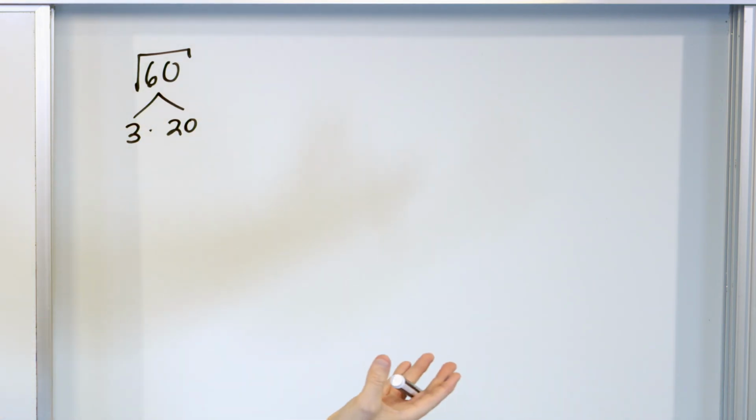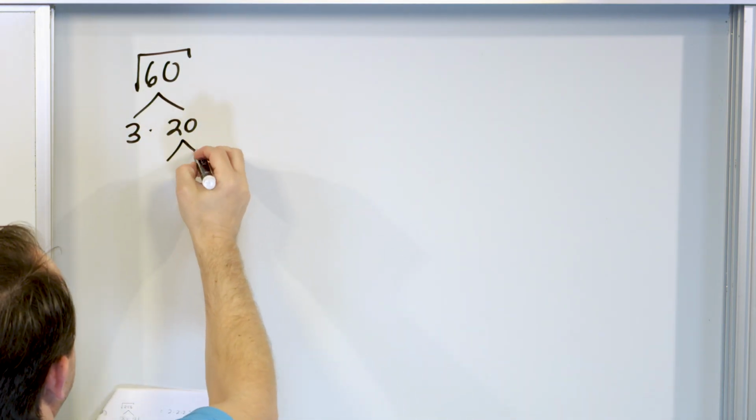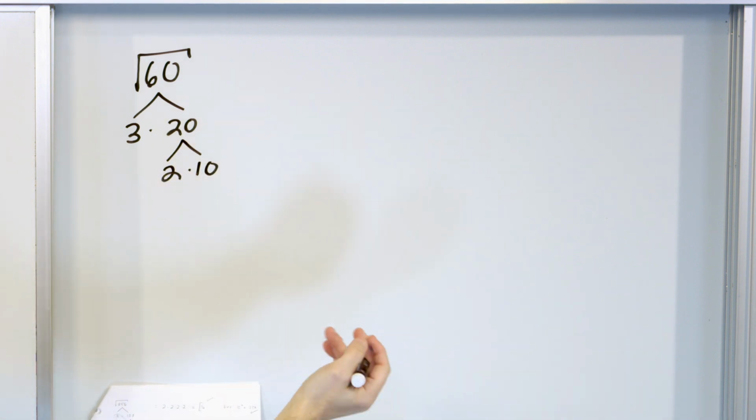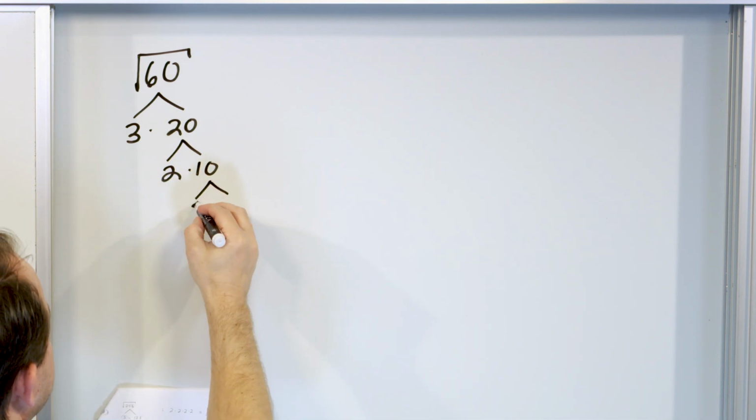The 3 is prime, so I'm done with that. But the 20 can be written many ways. Again, I'm going to do it as 2 times 10. The 2 is prime, so I'm done with that. Now the 10 can be written as 2 times 5.